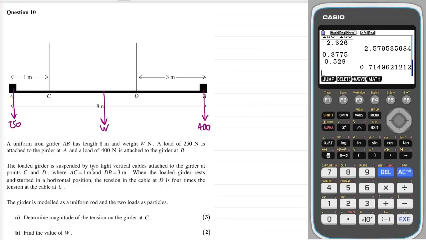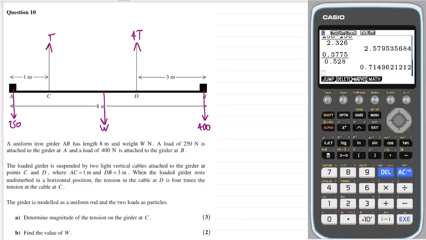And the girder is suspended by two light vertical cables attached to the girder at points C and D. And we get the distances, and it is in equilibrium, and the tension in the cable at D is 4 times the tension in the cable at C. So let's call this one T, and that will be 4T. The girder is modelled uniform, and the two particles got that. Determine the magnitude of the tension in the cable at C.